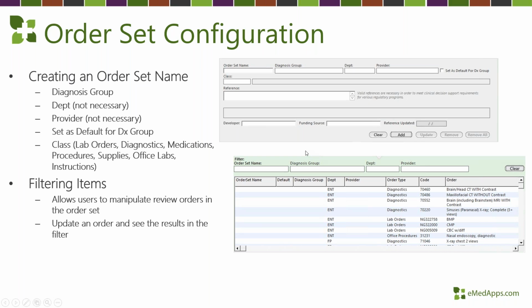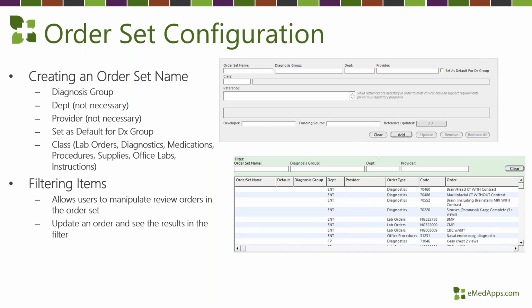Now there are two sections. You have the top section on the slide, which is the order set name, where you can create your own name. You can pull one up from before, and then down below you have the filter grid. What this does is it allows users to manipulate and review the orders in the order set. So if you actually select hypertension and then you select that same order set name in the bottom filter, it'll show you all the tests.